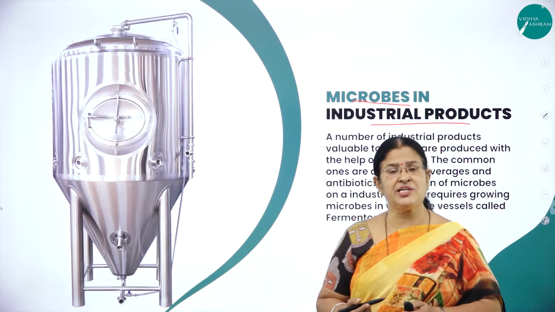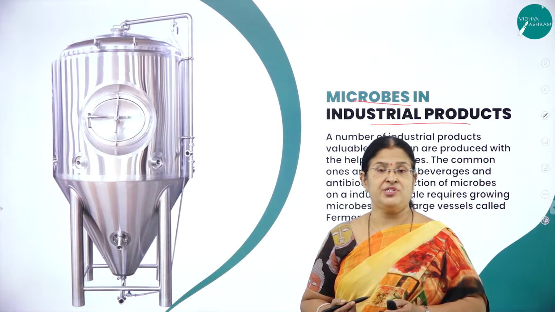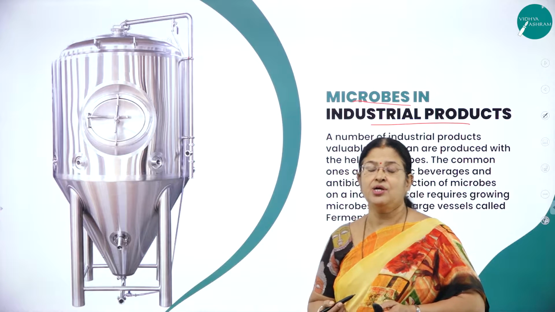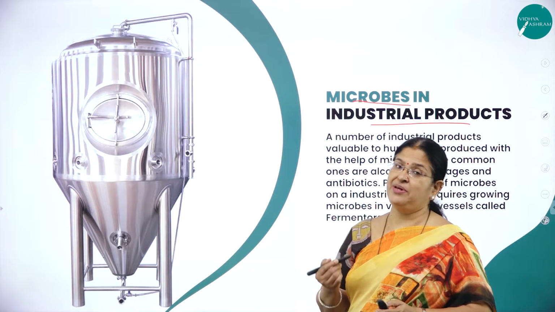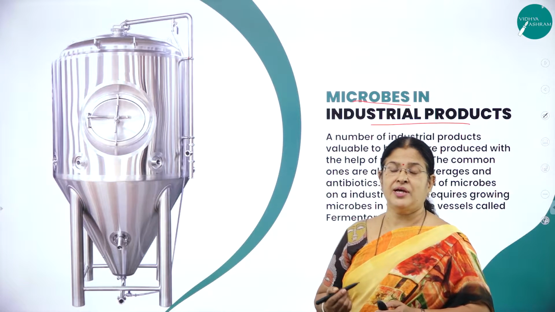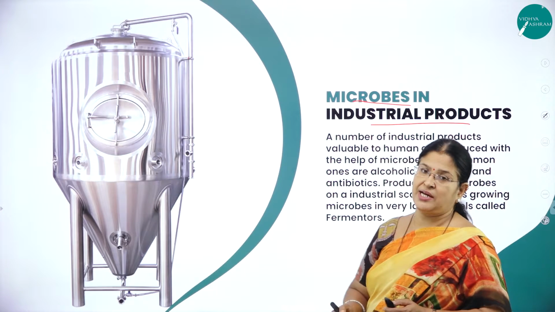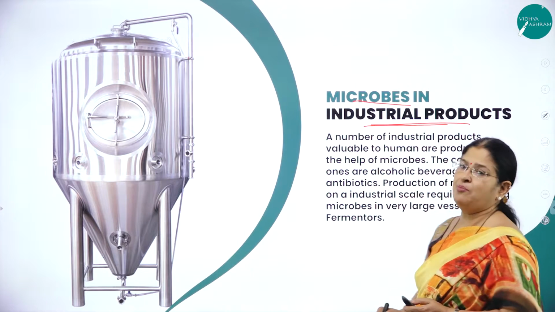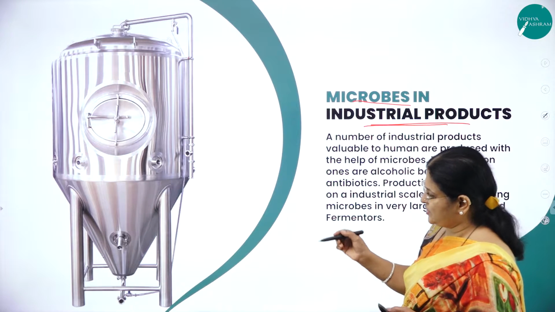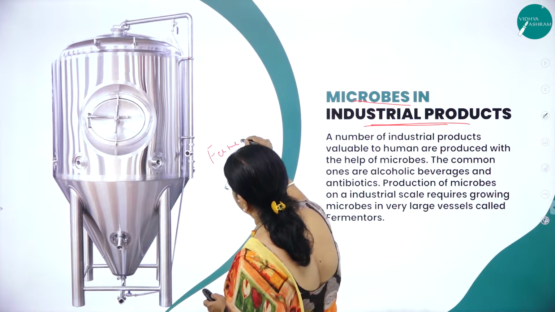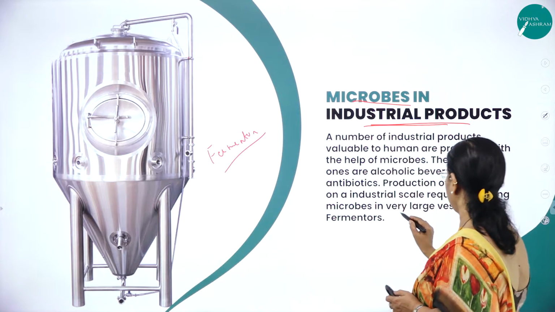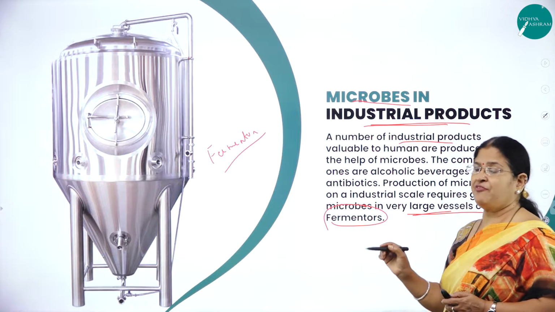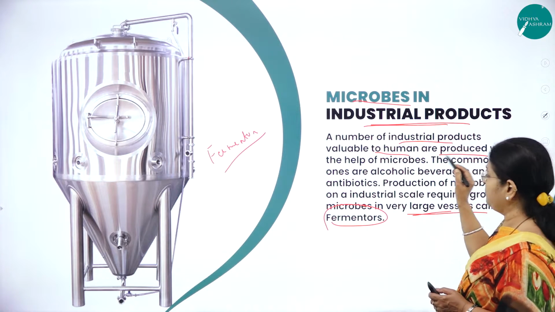So microbes are used in industry to synthesize many products which are useful and have a lot of value to mankind, like maybe the beverages, the antibiotics, the bioactive molecules, and all these are some of the products that are produced by microbes in industries. Now let us see how the microbes are used in producing a number of industrial products. Here you can see the picture of a fermenter. So this is a picture of a fermenter. Microbes are grown in very large vessels called what? Fermenters.